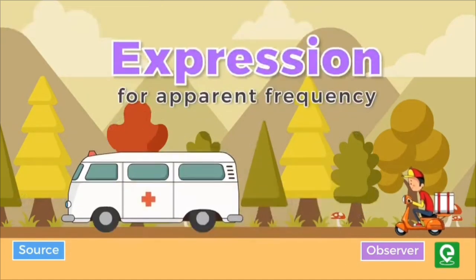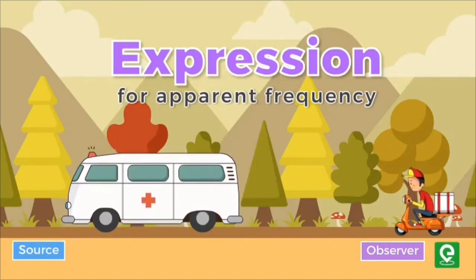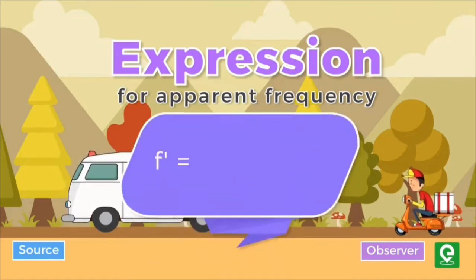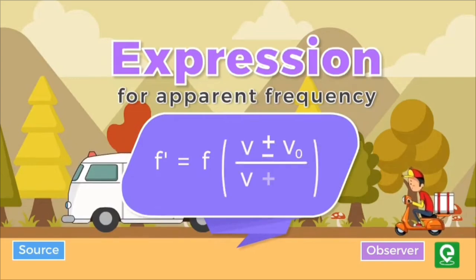Now, looking at the expression of apparent frequency given in this formula, we can easily develop a general relation for finding the apparent frequency heard by a moving observer due to a moving source, that is, f' = f × (v ± v0)/(v ± vs), where the sign can be determined using the relative motion between the observer and source.